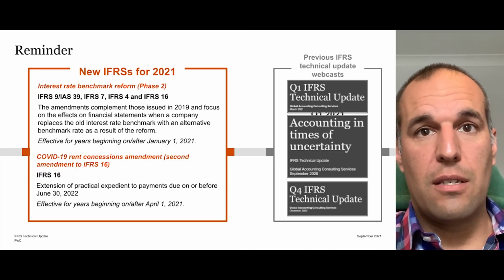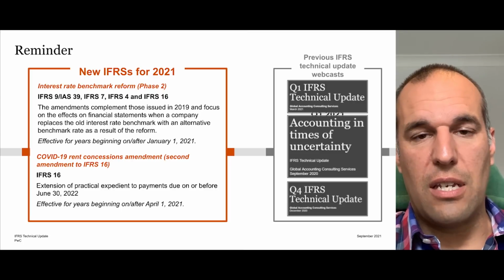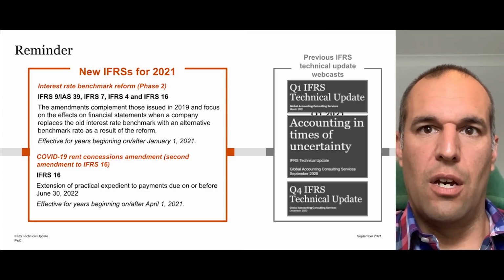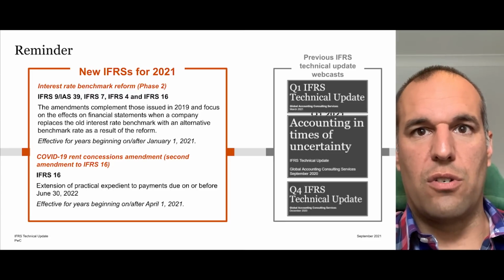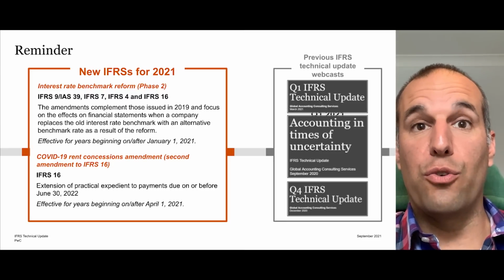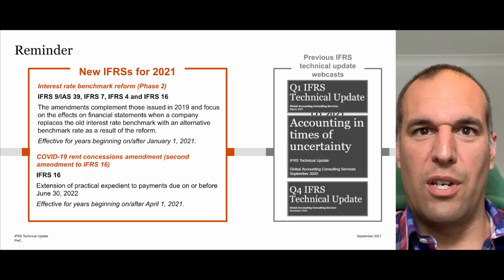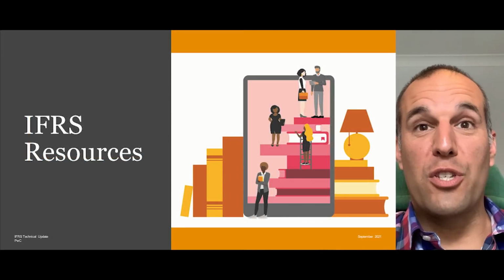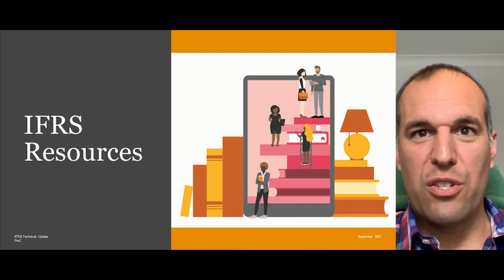And the second is amendments to IFRS 16, which make it easier for lessees to account for COVID-19 related rent concessions, such as rent holidays and temporary rent reductions. Please listen to our Q4 2020 webcast, where we've discussed the impact of the amendments on the lessee and on the lessor. And I also wanted to highlight where to go for additional resources.